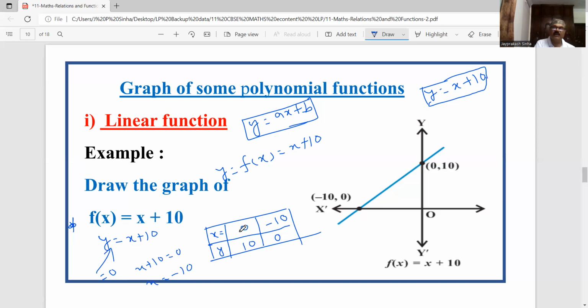So see here, what is the first point? 0, 10. 0, 10 is this point. What is the second point? Minus 10 and 0. It means the x coordinate is minus 10, the y coordinate is 0. Minus 10, 0. Now you connect this line, you will get the graph of this line. This is a straight line. Correct? And this is called your y-intercept. This is called y-intercept. And this is called x-intercept. Correct? So this is one type of function, linear function.